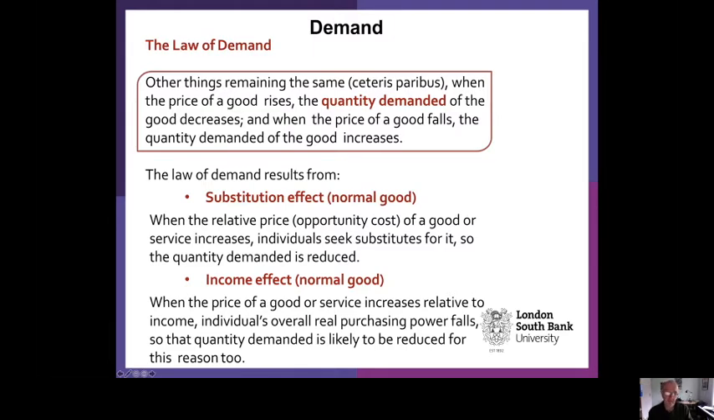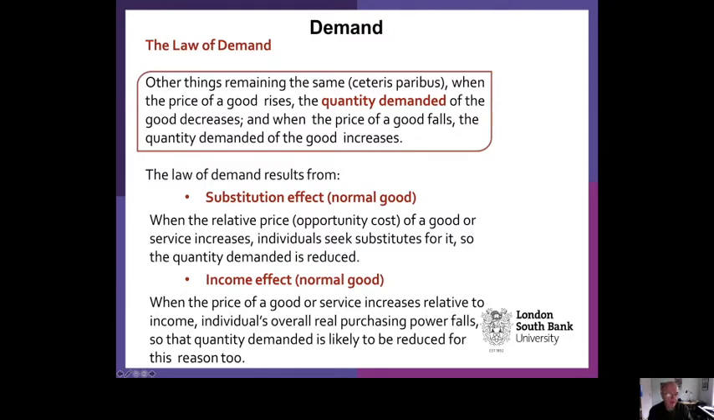So on this slide, that's the important information. What's the law of demand? To think about that, you can notice that there's a bit of Latin. The Latin is ceteris paribus. That just means the rest staying the same. So it says in the quote, other things remaining the same. Ceteris paribus is just a fancy way of saying that. When the price of a good rises, the quantity demanded of the good decreases, and when the price of a good falls, the quantity demanded of the good increases. Ceteris paribus, everything else being held constant. Okay, that's the key information on this slide.